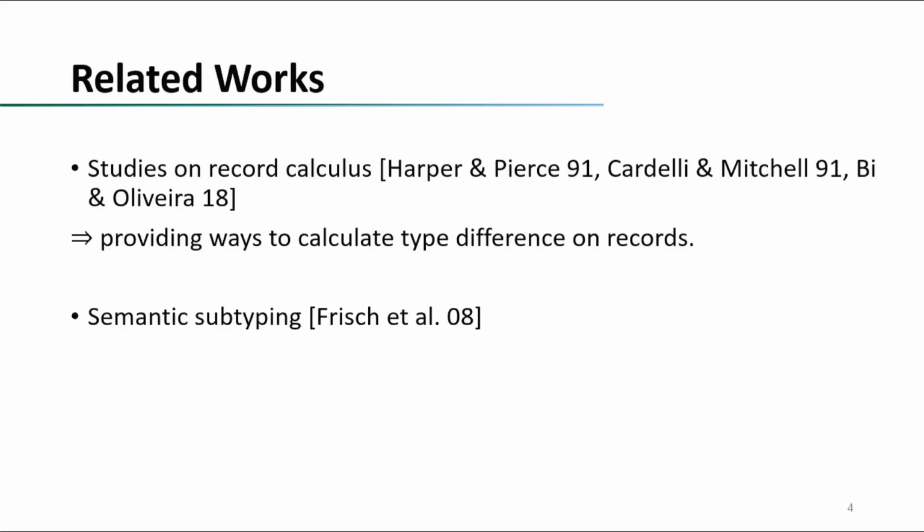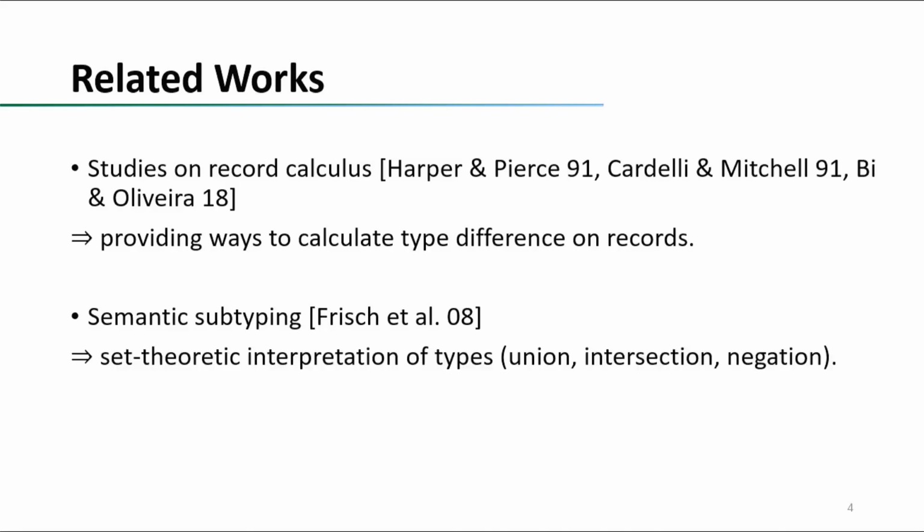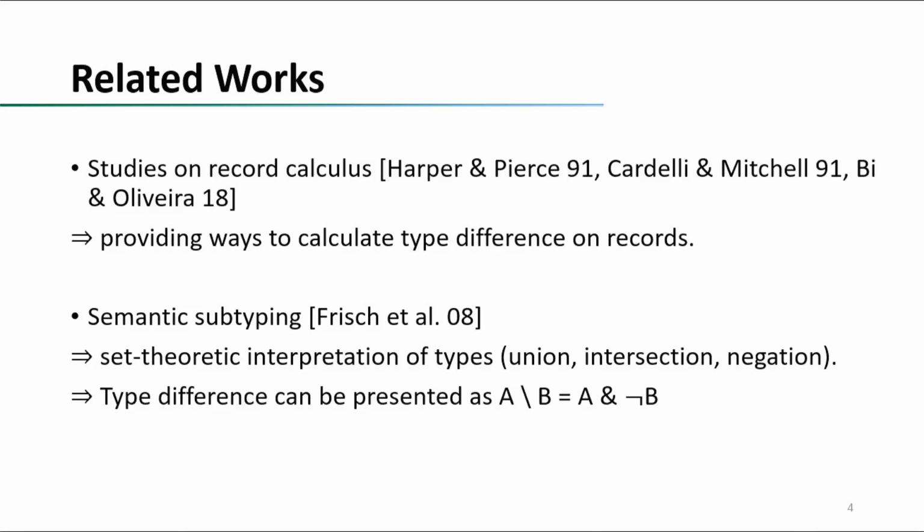The other branch of work is semantic subtyping. Semantic subtyping interprets types as sets. We note that on sets we have many operations such as union, intersection, and negation. So semantic subtyping enables us to perform the same operations on types just as on sets. In this case, the type difference we want, A minus B, can be encoded as set difference A minus B, or encoded as A and negation B. But these two branches of works are not aiming at solving the problem of type difference. So these works have some limitations.